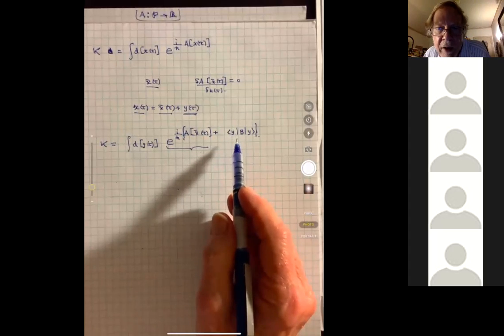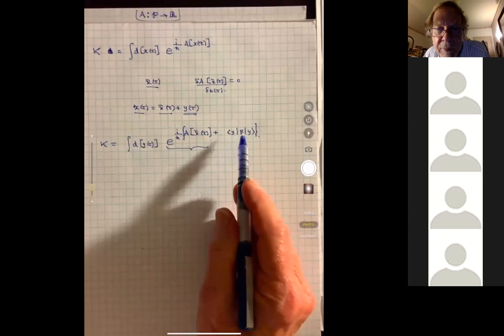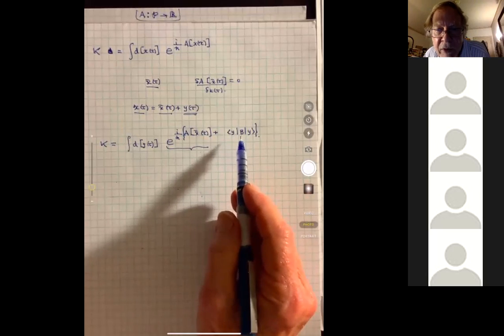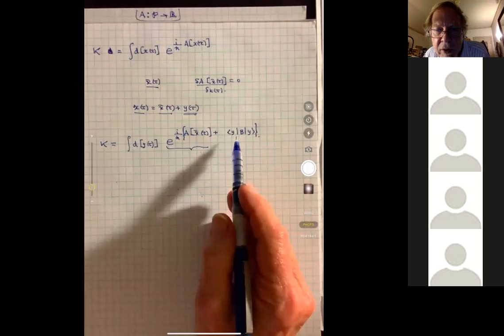And so the way to do it is to diagonalize the B operator. You find its eigenvalues and eigenfunctions, you diagonalize it. And once you can do that, then you can do all the Gaussian integrals and you get a whole bunch of phase factors. All right.